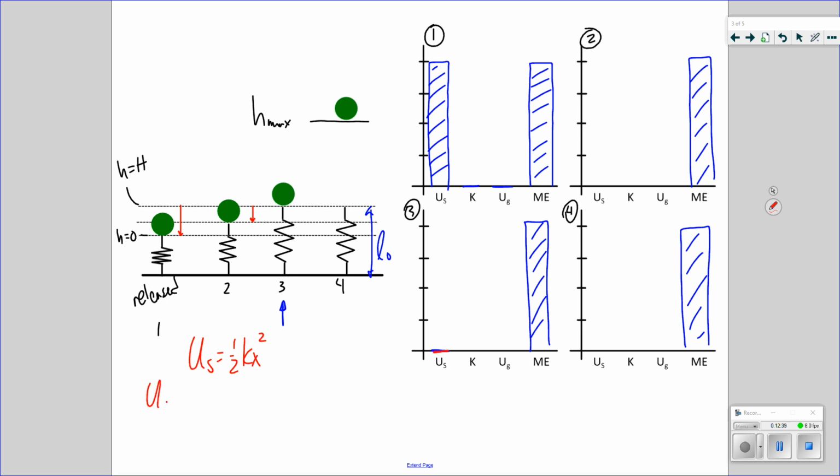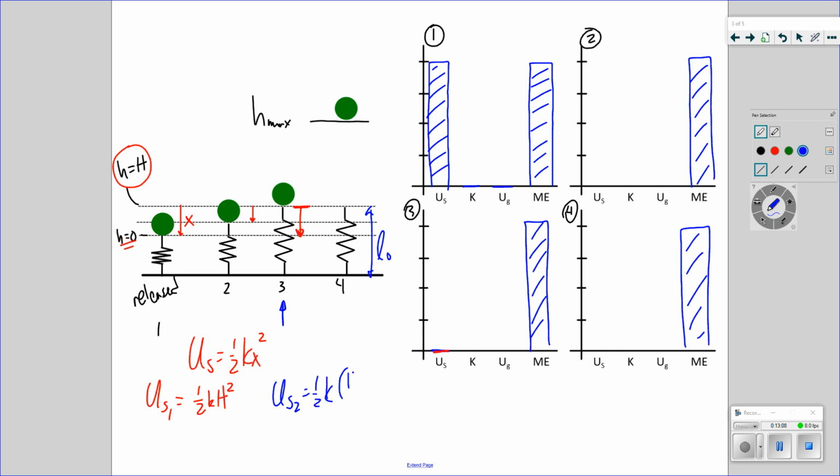We can say that U spring 1 is 1/2 kH squared, right? This thing went from this height compressed down at instant 1 to that height, what we called height 0. So that compression, there's our x for instant 1, that's called capital H. U spring at instant 2 is 1/2 k (H over 2) squared, right? It's been compressed. There's the x2, here's the x1. x2 is half of H.